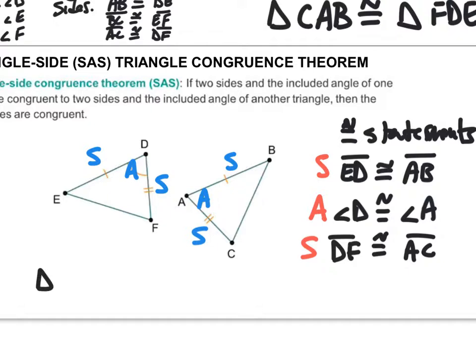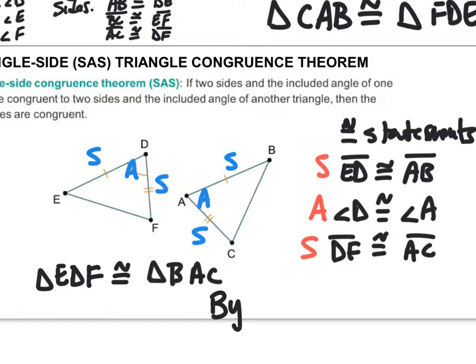Triangle EDF is congruent to, okay, E corresponds with B, so triangle B, and then A and C. You can name this a number of ways, but I named it as such going around the triangle, EDF, so BAC, those are the parts that correspond. And the reason why I can say this is that these are congruent by the side angle side congruence theorem. And that's what you need to say.